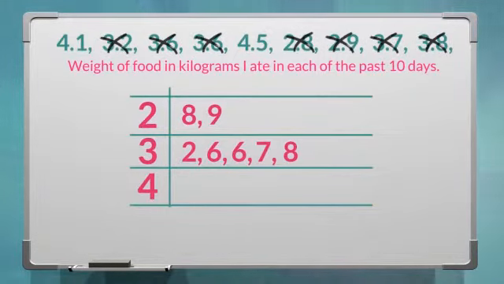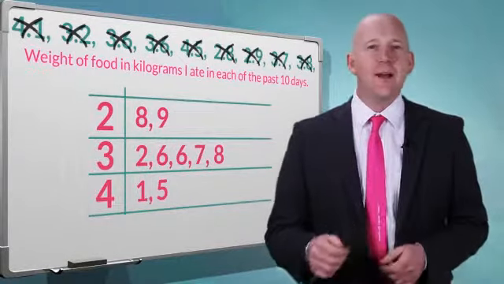Now circle all the numbers that start with a 4. For 4.1 and 4.5, we'll just write 1 and then 5. That's the diagram almost done. Double check that all the numbers in each row are in order, as you will drop marks if they are not. Now to complete the diagram.